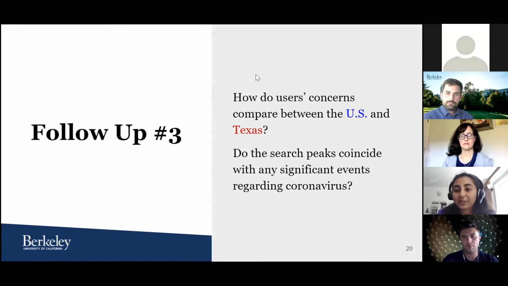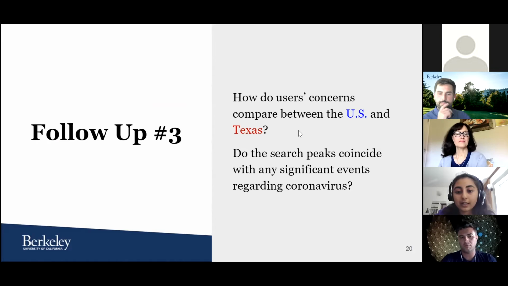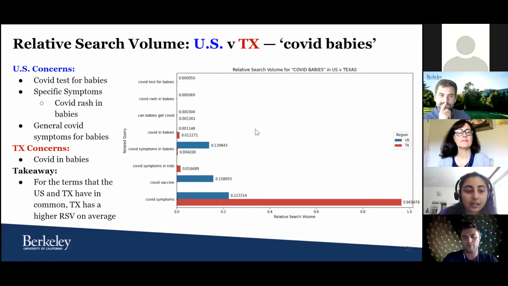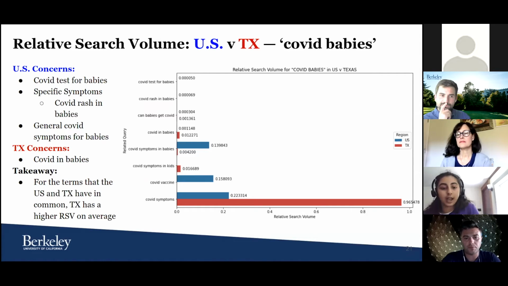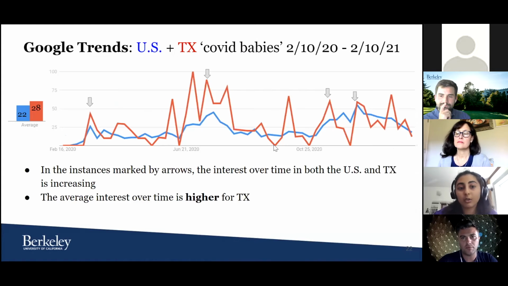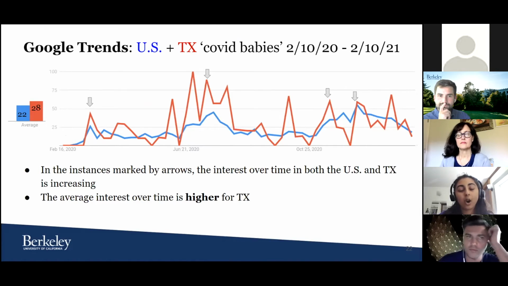And so then we looked a little deeper to compare the US and Texas a little closer. We found that for the terms that the US and Texas have in common, Texas had a higher RSV on average. And thinking about that, we also went back to our Google Trends graph and saw that the interest over time in Texas was also higher on average than the interest over time for the US for the search term COVID in babies.